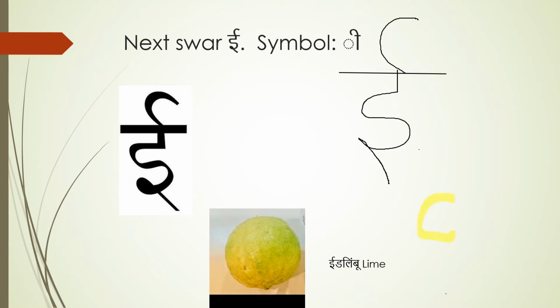Let's start with our K, which is a C-shaped curve coming almost to a circle, then a straight line and an inverted C. The top line and a straight line beside K and an inverted C connecting the two symbols. That makes it key. An example of the word starting with E is idlimbu, which is the lime.